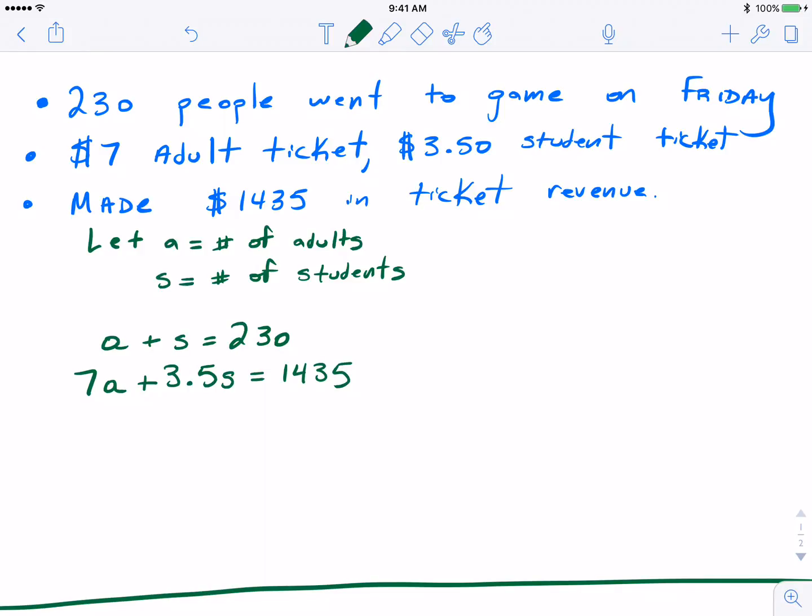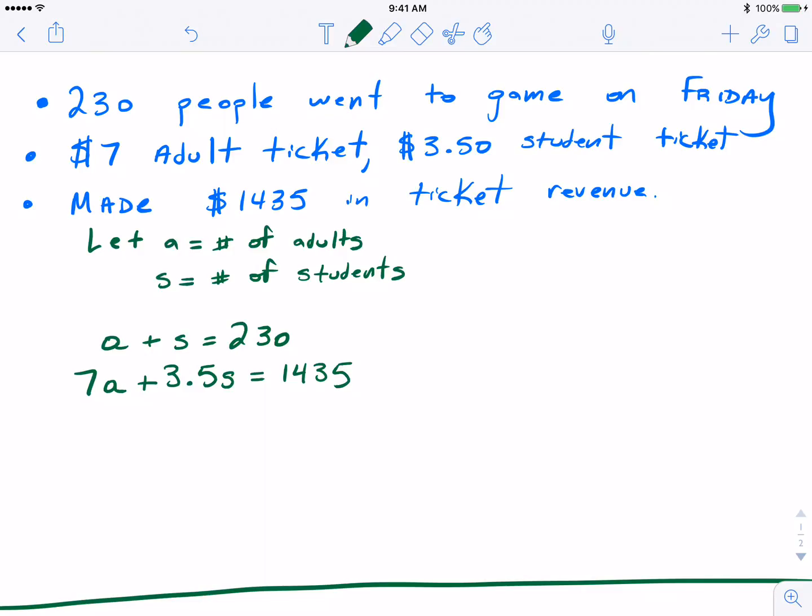Again, where are these coefficients coming from? Or why can't we just use A plus S equals $1,435? We want to represent that for however many adults that go. For example, if 2 adults went, that would be $14. So what am I doing there? I'm multiplying however many adults go by 7, or 7A.